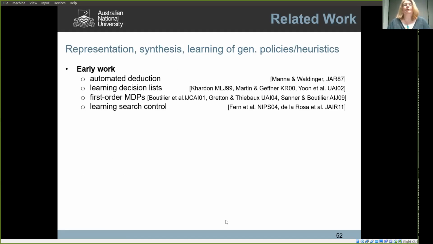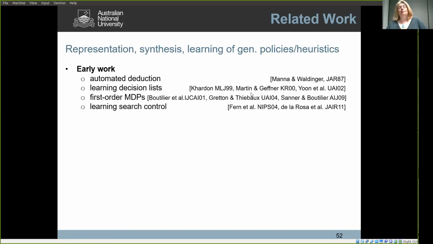So the first type of work I've been aware of, well, I think when I started my master's or something, was by Zohar Manna and Richard Waldinger. They had this paper called How to Clear a Block, where they use automatic deduction to synthesize recursive programs that could do that. There's been a lot of work in the early 2000s on learning decision lists by Roni Khardon, Sungwook Yoon, Alan Fern, etc.